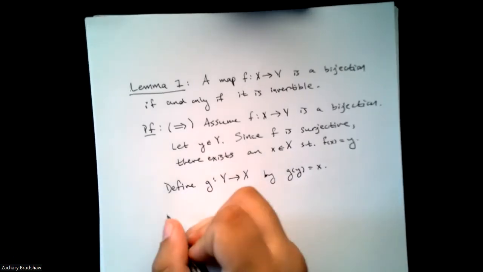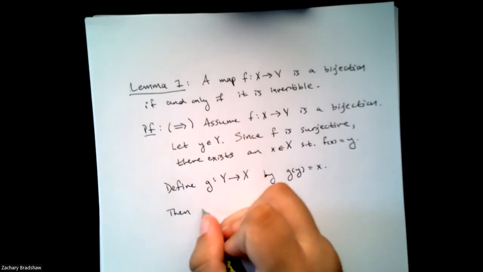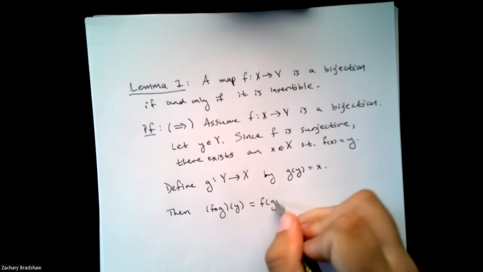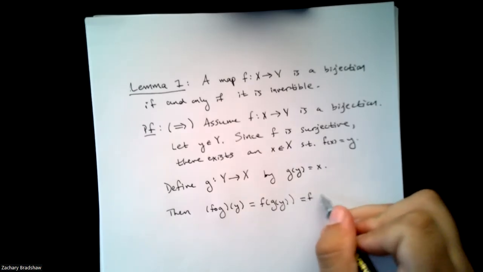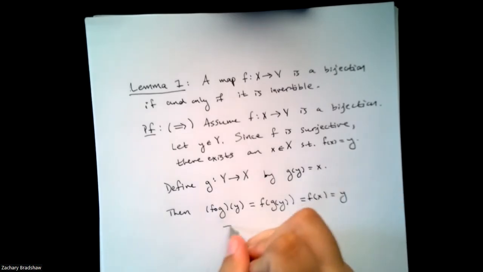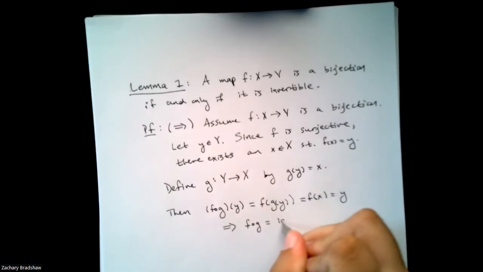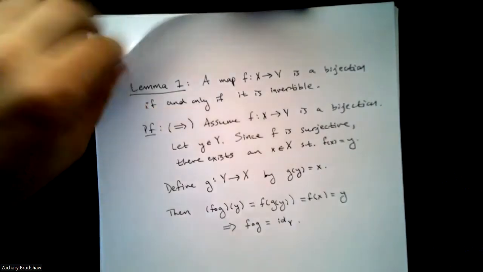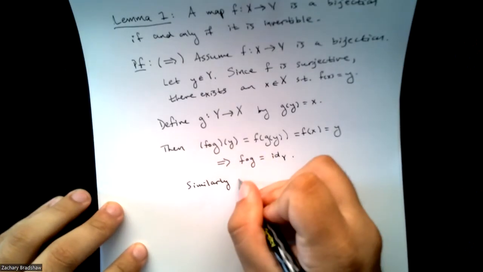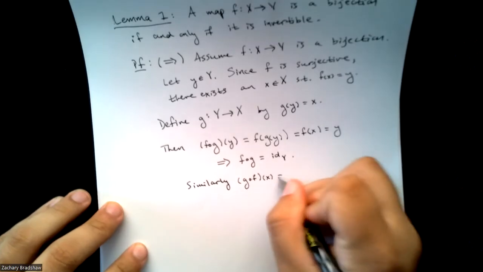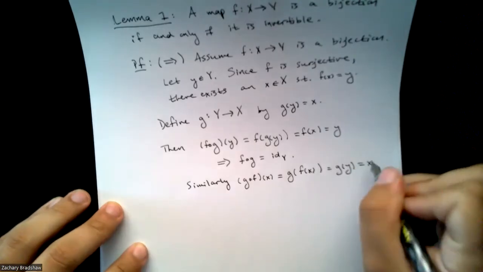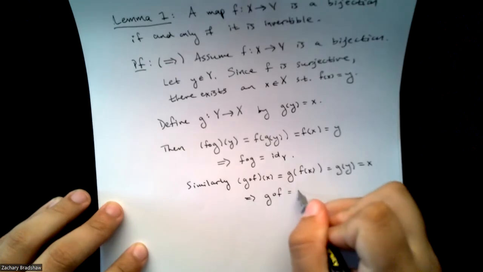Okay, so then f of g applied to y is equal to f of g of y. Well, g of y is just x, and so we're left with f of x, which is in fact y. And so this implies that f of g is just the identity on the set y. Similarly, we can show that g of f of x is just g of f of x. f of x is y, so this is g of y, but g of y is x. And so this implies that g of f is the identity on x.